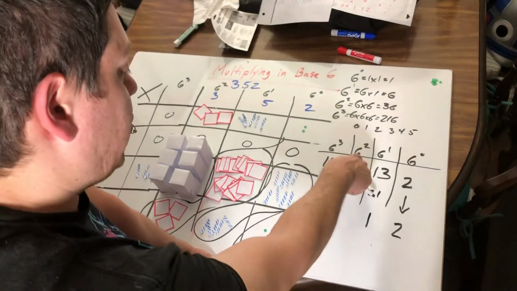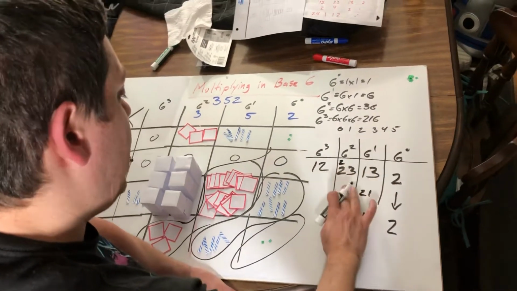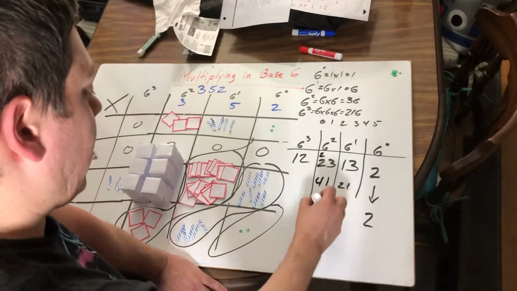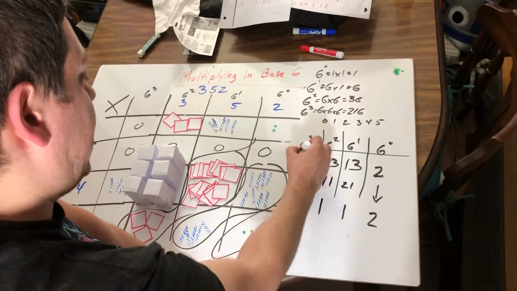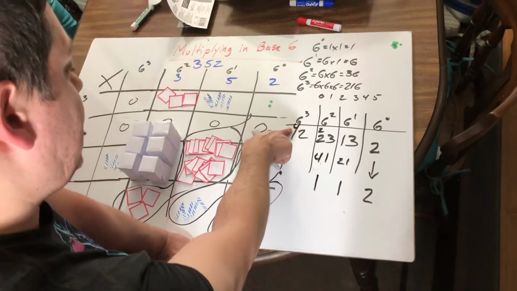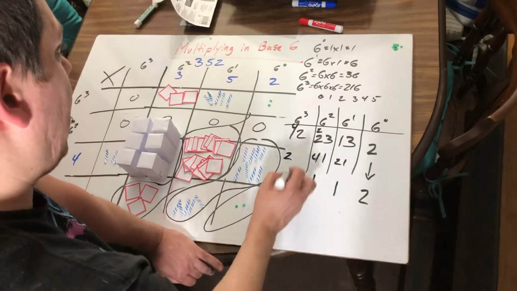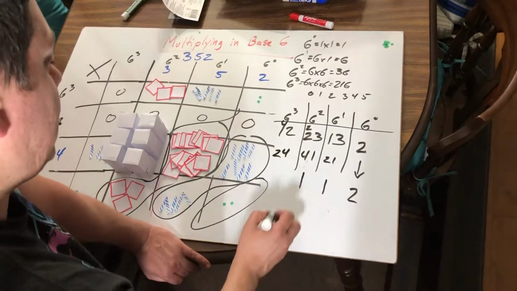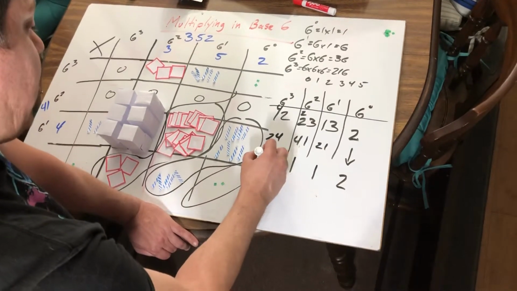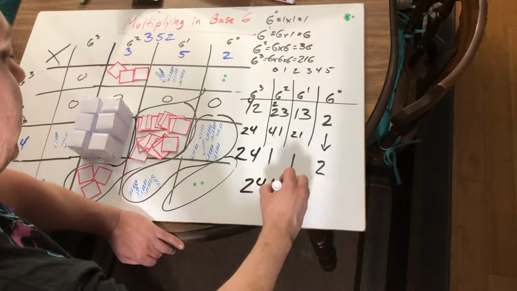So 23 plus 2 is 25. 25 is also not a legal number, so 6 can go into 25 4 times with a remainder of 1. We'll drop the 1 down here, we'll put the 4 here. So 12 plus 4 is 16. 6 can go into that 2 times with a remainder of 4. All right, remainder 4. So then we're going to drop that down as 24. So our final answer would be 2, 4, 1, 1, 2.